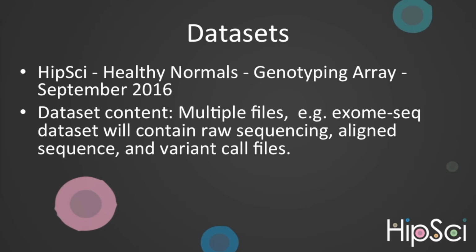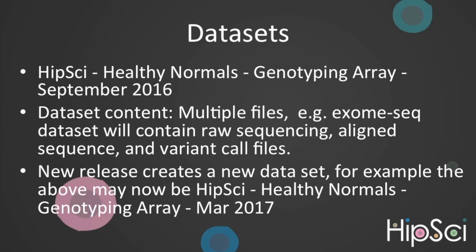Each dataset contains files of multiple types. For example, an exome-seq dataset will contain raw sequencing files, aligned sequence, and variant call files. When new data is released for an assay, we create a new dataset to include all of the latest data files, including both the new and old data files. The new dataset therefore supersedes the old dataset, and we recommend researchers always download the newest dataset for a particular assay and disease cohort. This is why we include the release date in the dataset name. As access is given at the cohort level, you will have access to the data in any new releases too.